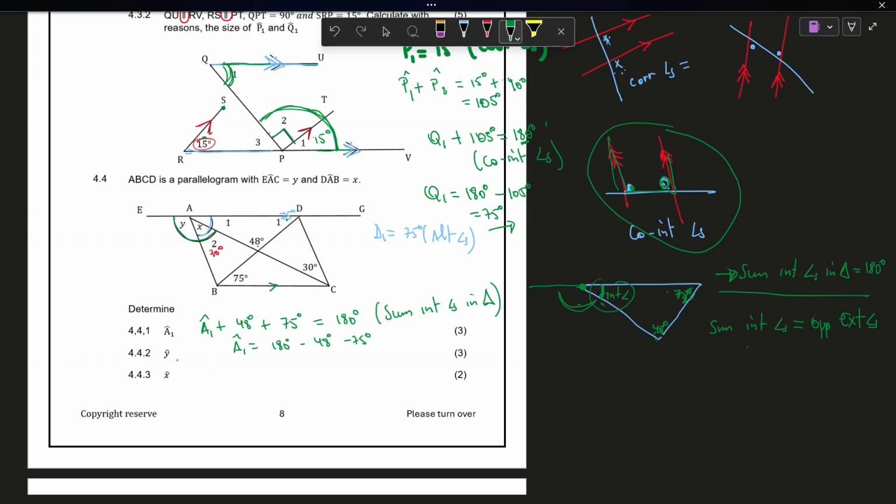So what about y? The next answer with y is pretty easy with the next statement. We just do exterior, right? Can we see that the sum of these two should be equal to the exterior, and the exterior is y. So basically y is equal to the sum of interior opposite angles. It should be equal to 48 degree plus 75 degree.